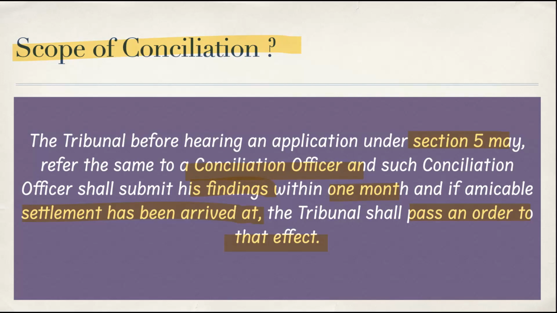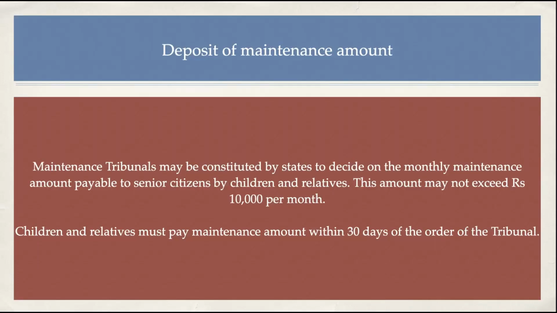Moving forward, we'll be understanding deposit of maintenance amount. Now how does that happen? The maintenance tribunals may be constituted by states to decide on the monthly maintenance amount payable to senior citizens by children and relatives. The amount according to the Act shall not exceed rupees 10,000 per month.